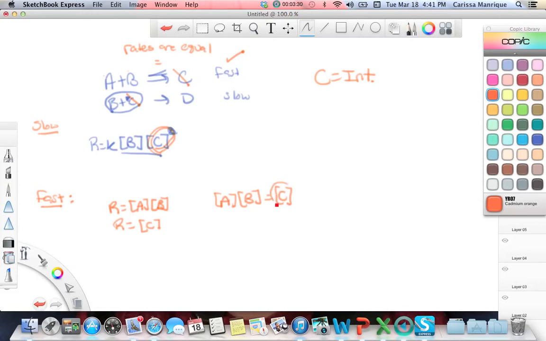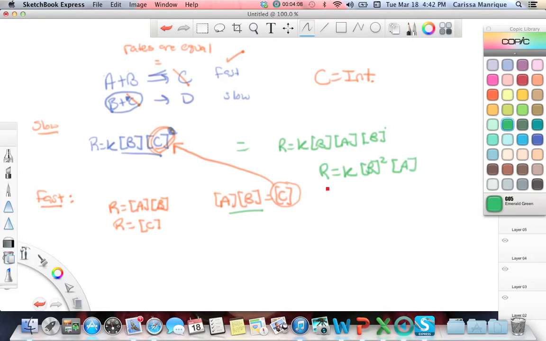Now do you see that I have an answer for C? So instead of putting C in there, I can put A times B. And so I'm plugging this back into there. Okay? So another way of writing this is R equals k times B, which is the first part of this. But now instead of writing C, I'm plugging this into there, which is A times B. Okay, now I'm going to simplify this a little bit. Since I have two B's, I'm going to put rate equals k, and then B squared times A. That is my final rate law there.